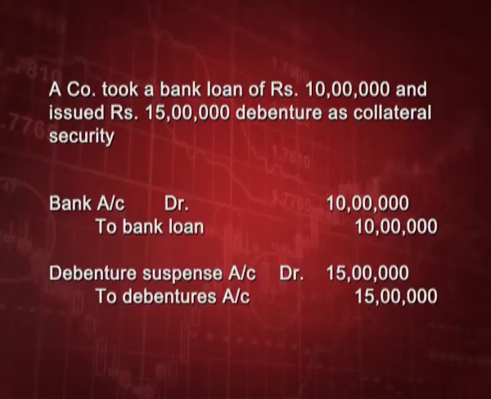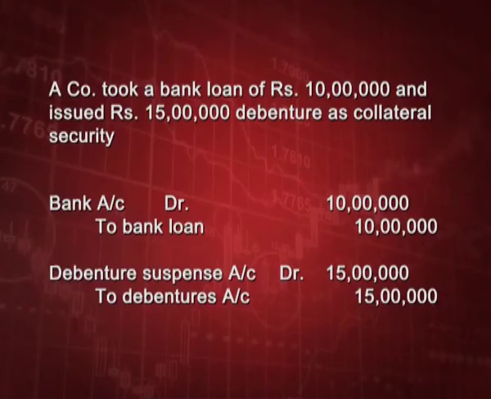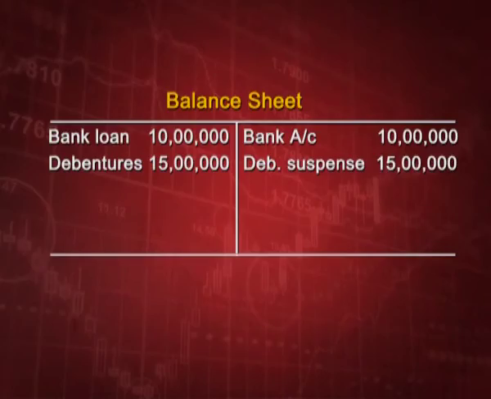It is debenture suspense account debit to debenture, because these debentures are not actual debentures. So, we have to put them in a suspense account, debenture suspense account. This is the name given to them. So, entry will be debenture suspense account debit 15 lakh to debentures account. The position in the balance sheet will be like this: debenture will be shown on the liability side and debenture suspense on the asset side as miscellaneous expenditure point.